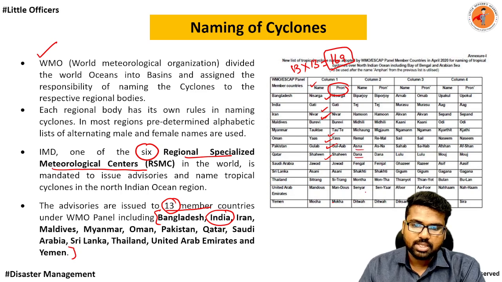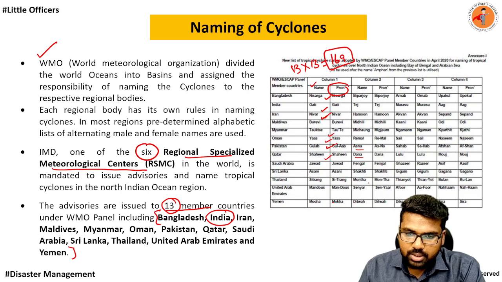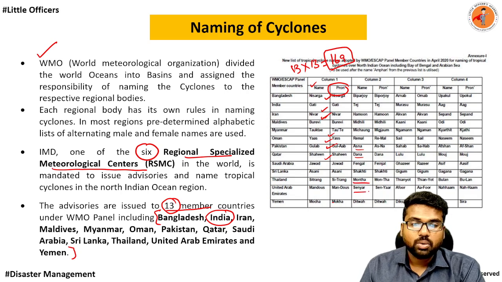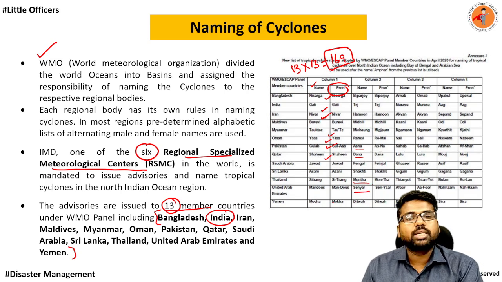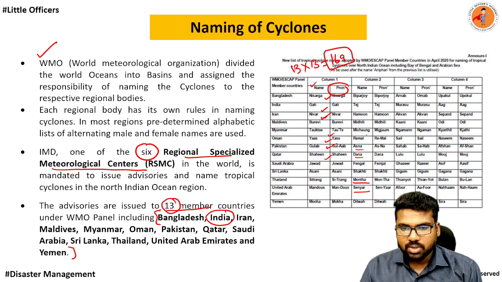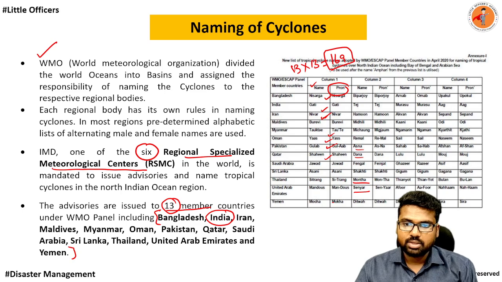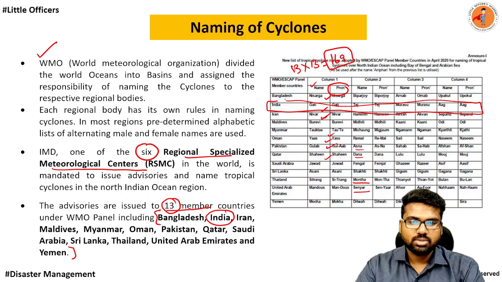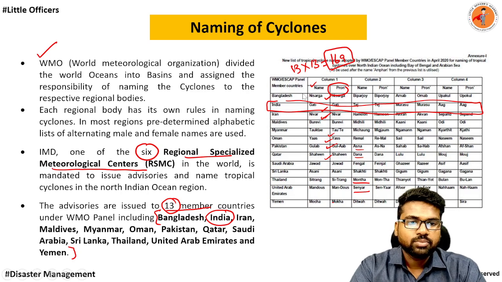If further ones come, the names will be Fengal, Shakti, okay. Then there is Montha, okay, Senyar. These are all going to be the coming names, okay. And once this cycle is over, then they will start giving the names from here. See, look at India. These are the names India has given. I have only given 5. There are 13 names which are suggested by India as well, okay. So this is how naming of the cyclone is done.